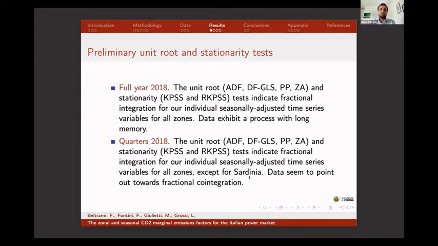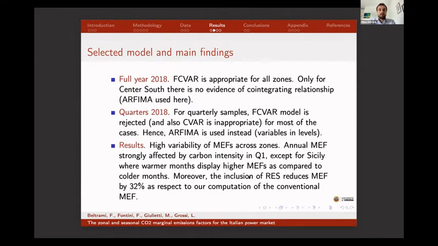So after this unit root and stationarity test, we perform the rank co-integration test. And we find that indeed at the full year, the FCVAR is appropriate for all zones, except for center south, where there is no evidence of a fractional co-integration relationship. And we use the RFIMA approach in this case. On the opposite side, at the quarterly level, the FCVAR is rejected, and also the classic VAR is inappropriate. So we use the RFIMA in most of the cases with the variables in levels. And this is a preview in qualitative terms of the final results that we'll see in the next two slides.